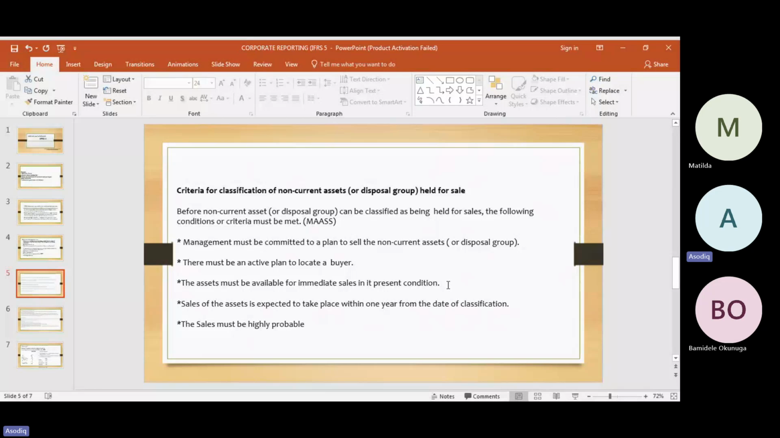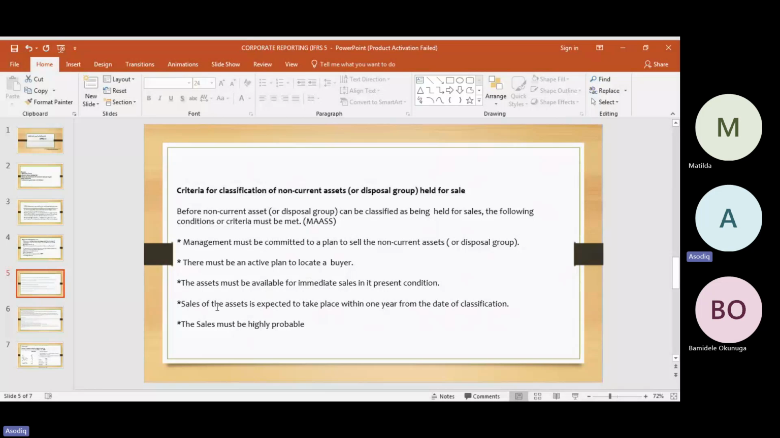So if the car is faulty or there is something wrong with the car, I have to put that car in a sellable condition. That means the challenges or the defaults affecting that particular car have to be fixed. Once the person who wants to buy the car comes, they can go with the asset. Because once this information is not met, that asset will no longer be categorized as held for sale.